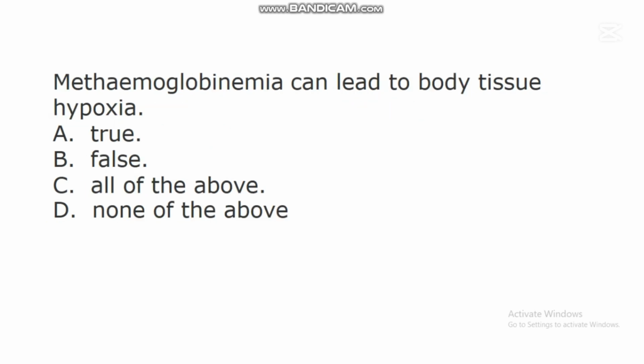The next question says, methemoglobinemia can lead to body tissue hypoxia. A. True. B. False. C. All of the above. D. None of the above. In this question, the correct answer is A. True. This condition, known as methemoglobinemia, can lead to body tissue hypoxia.